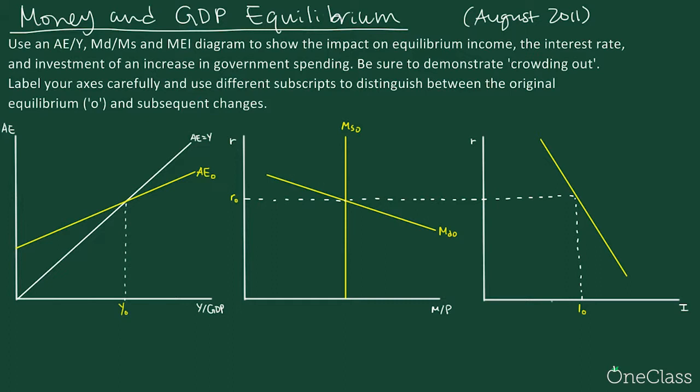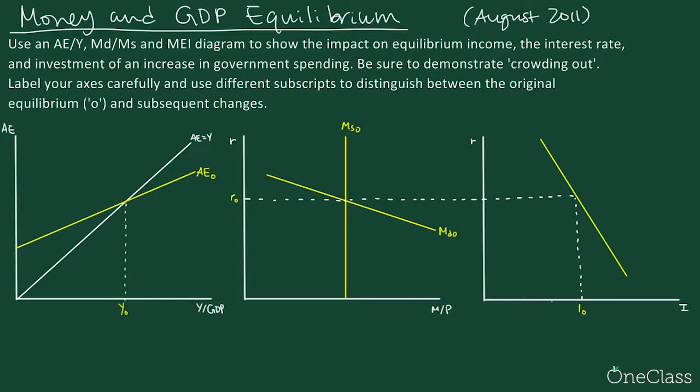And then in the second diagram, we have the intersection of the negatively sloped money demand curve and the vertical money supply. And at this intersection, we have the initial interest rate. And then using this initial interest rate, the point where it intersects the MEI is the level of private investment at the initial equilibrium.